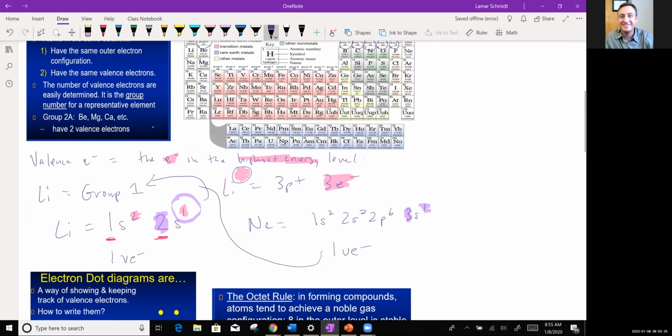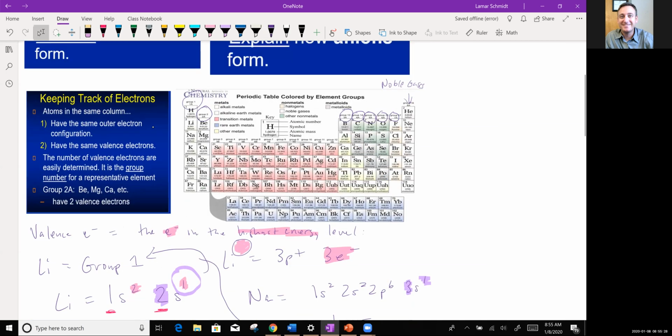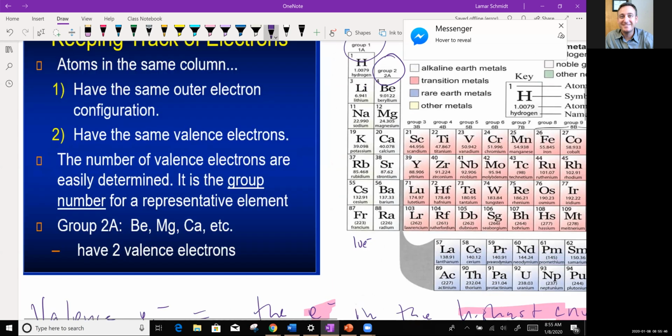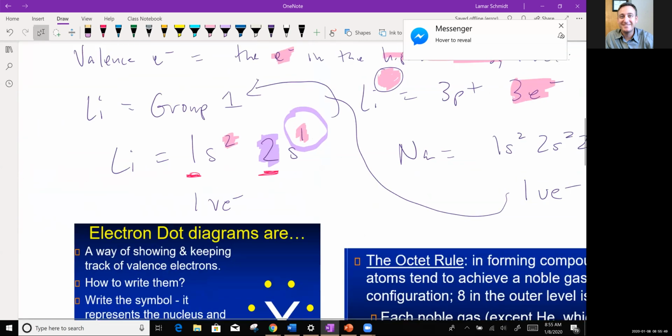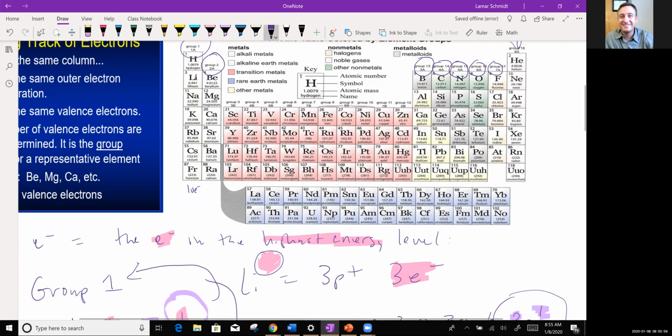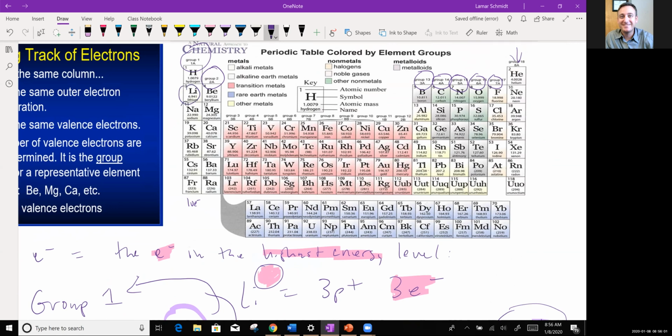What this is saying, on our notes, is that atoms in the same column have the same outer electron configuration, and they have the same number of valence electrons. So group 1 is all going to have one valence electron. What they mean by the same outer electron configuration is that in the highest energy level, they have the same number of electrons. Lithium has one electron in its highest energy level, and so does sodium. And what you notice is that they are both in the same group.